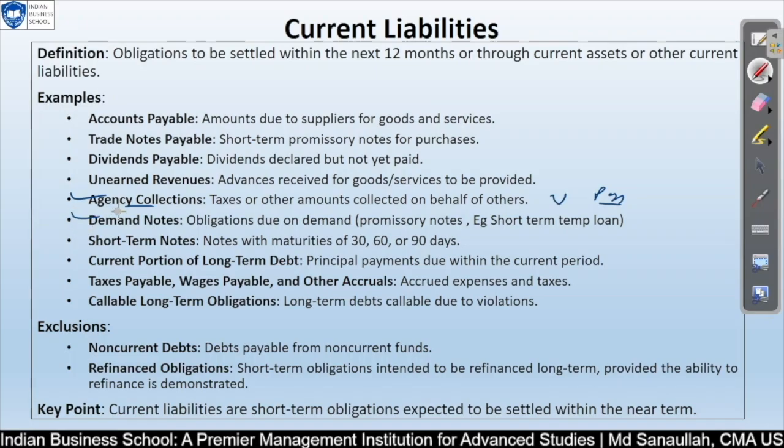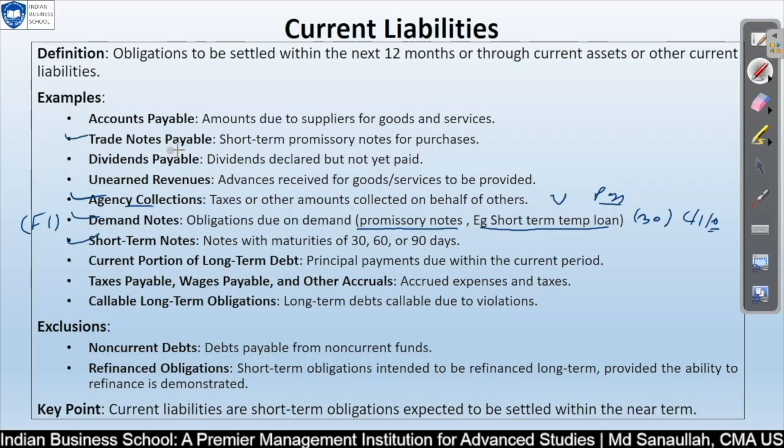And demand notes are obligations due on demand, a kind of promissory note. This is a kind of financial instrument, a short term loan. This is the example for your demand notes. This is a short term loan a company takes to pay within 30 days or so, so that they can manage their cash inflow and cash outflow. If anything is required in an emergency, at that time they take demand notes.